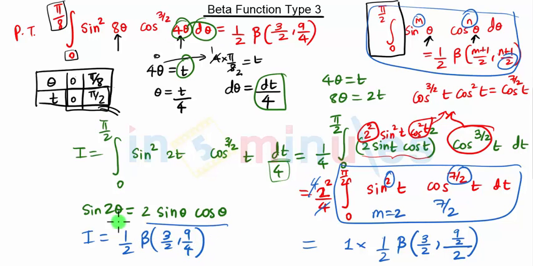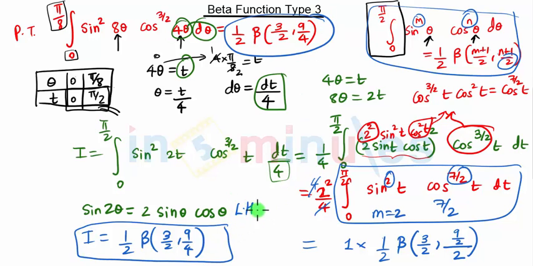So if you see, this term is matching with right hand side, so left hand side is equal to right hand side, hence proved. So this is how we solve the problem on beta function type 3.